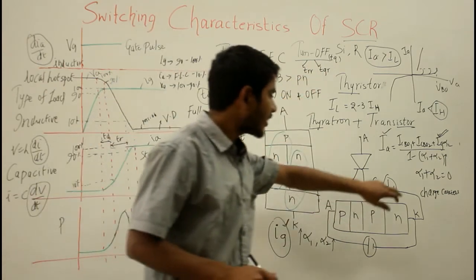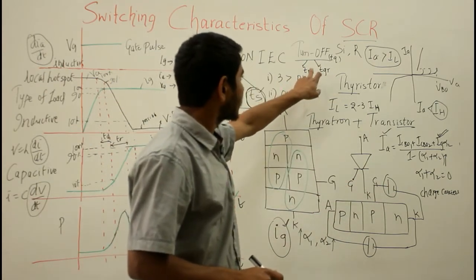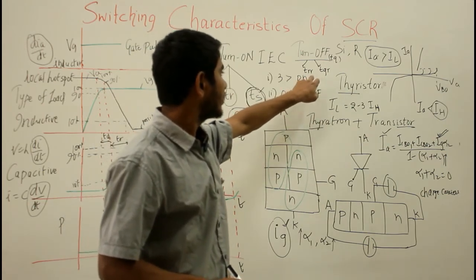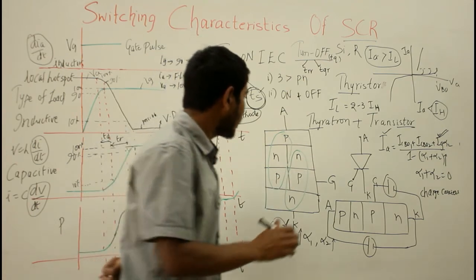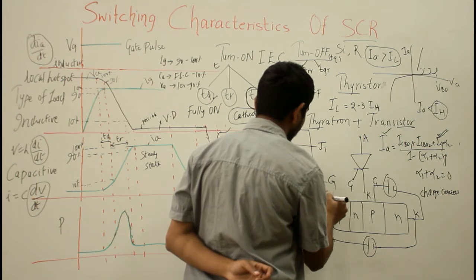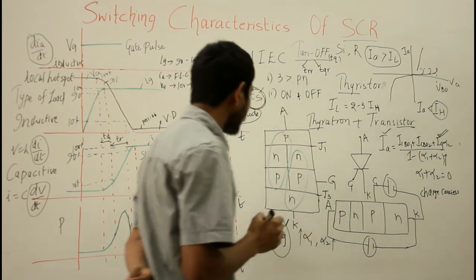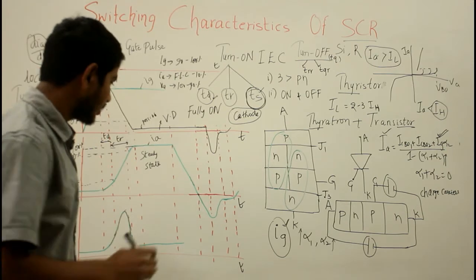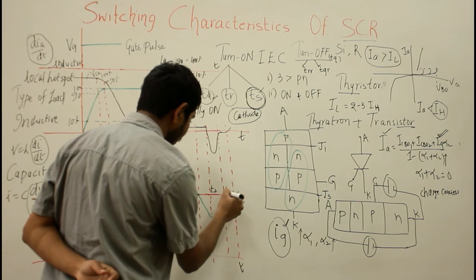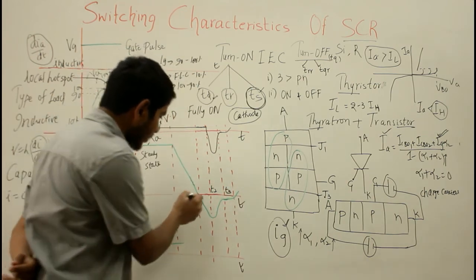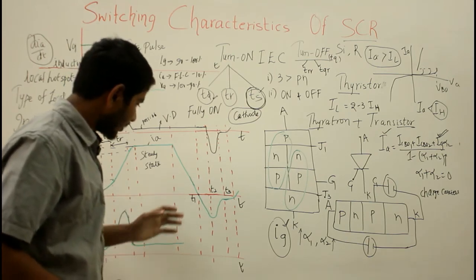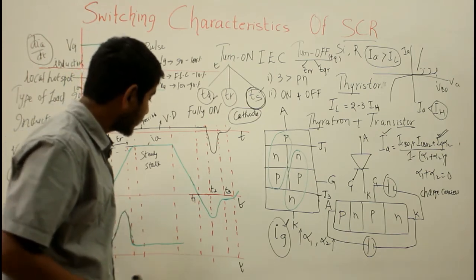On the basis of charge carriers, we have divided the turn off time into TRR and TGR. Your reverse recovery time is the time interval in which the charge carriers from the junctions J1 and J3 are removed. If you see the anode current characteristics, let me say this is time T1, this is time T2, this is time T3. At T1 the anode current falls to 0, and after T1 the anode current increases in the reverse direction with the same slope.